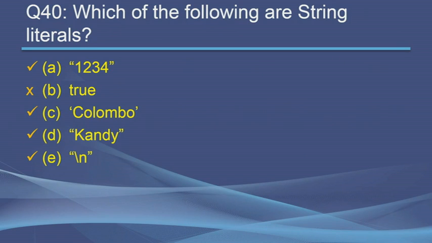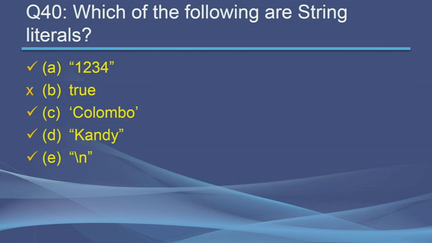So let's look at question number 40 in your 2015 paper. Which of the following are string literals? So basically, if you look at the first option, 1, 2, 3, 4. 1, 2, 3, 4 is usually a numerical value, but when you put it in double quotes, it becomes a string value. True is actually not a string literal, because true and false are Boolean values and they are reserved words in JavaScript. So true is not a string literal, it's a logical literal.